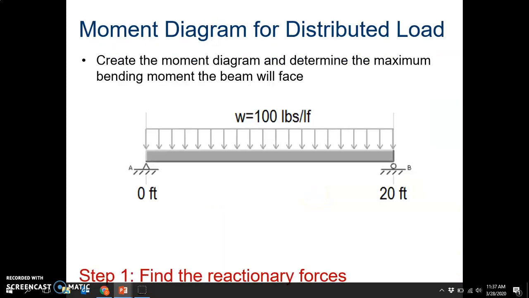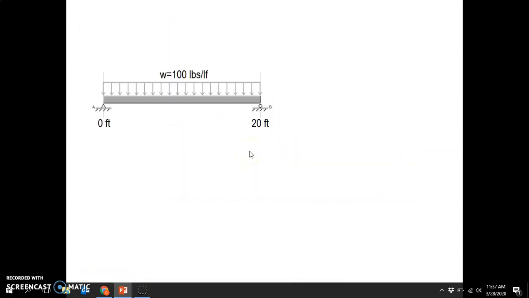Okay, let's go right to an example. Create the moment diagram and determine the maximum bending moment the beam will face. We have your 100 pounds per foot distributed load. And step 1, as will be common, you need to find the reactionary forces. It's going to be half to each side, so 100 times half the distance, 1,000 to each side.